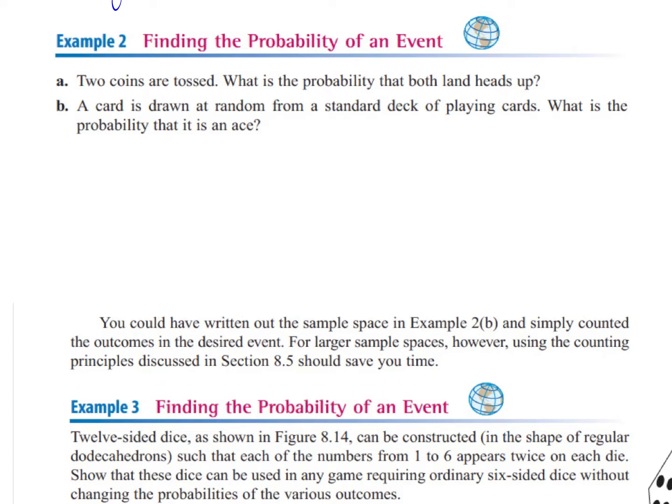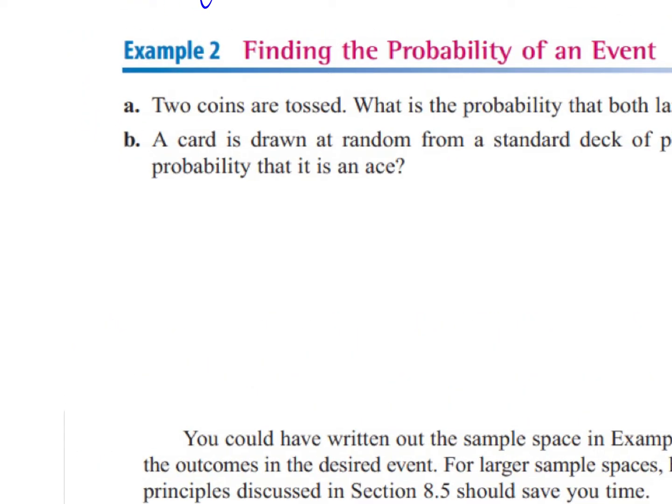So let's look at A. Two coins are tossed. What's the probability that both land heads up? All right, so let's think about this. Two coins, right? You guys agree with me? I have two coins, and on each coin, what are the two options that I have? Heads and tails, and heads and tails. You guys agree? Everybody with me?